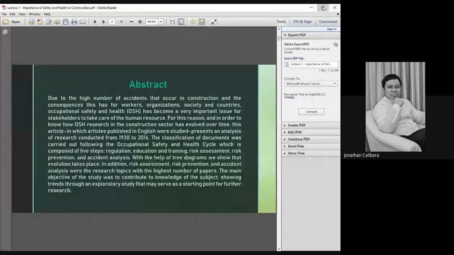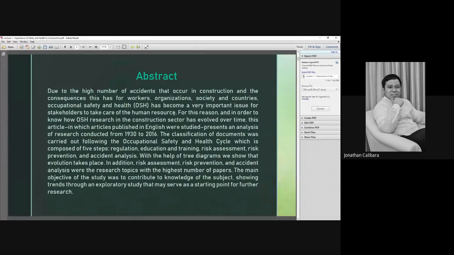Okay, let's go back to our abstract. Here, I have to read first. Due to the high number of accidents that occur in construction and the consequences this has for workers, organizations, society, and countries, occupational safety and health, or OSH, has become a very important issue for stakeholders to take care of human resources. So it is a big deal with the company. The company itself should protect its employees. It is not only bounded by the people, it's also bounded by the country, organization, and workers. It is a big agency that protects the people from being harmed.